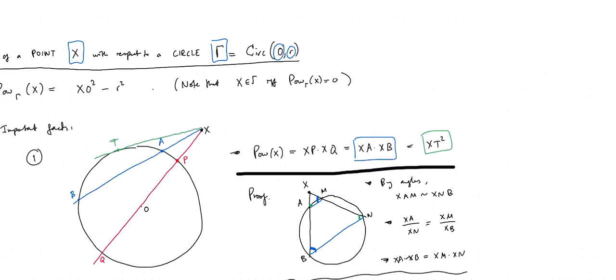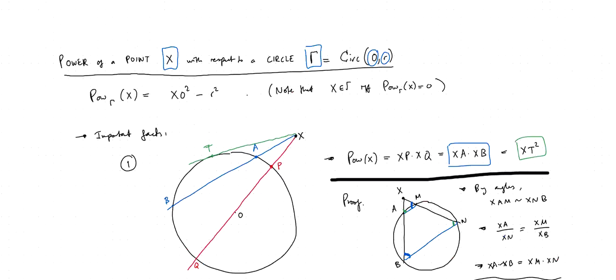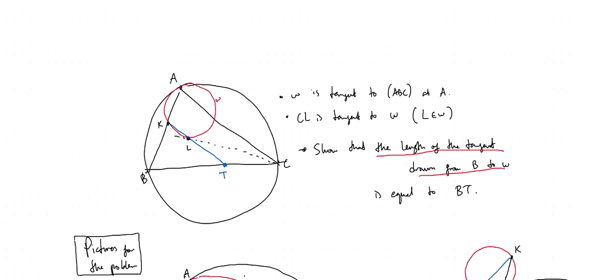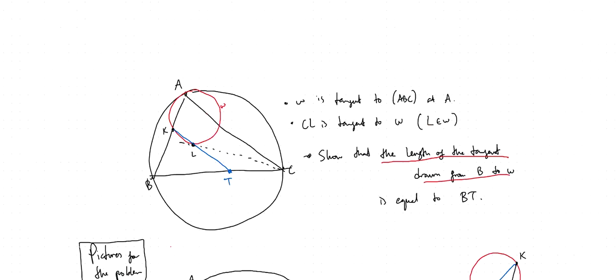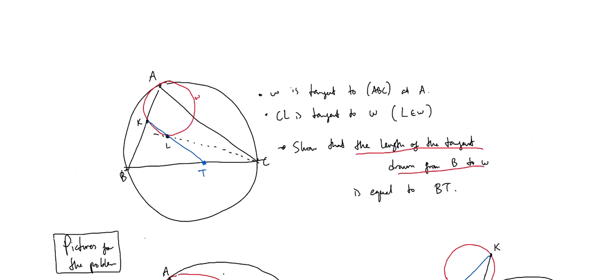Like here, the length of the tangent squared is equal to the power. So in this problem, therefore, we want to prove that BT squared equals BK times BA. So this should be the first step of starting to solve the problem.